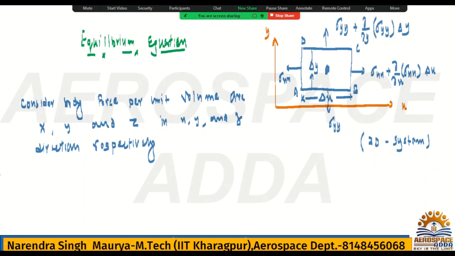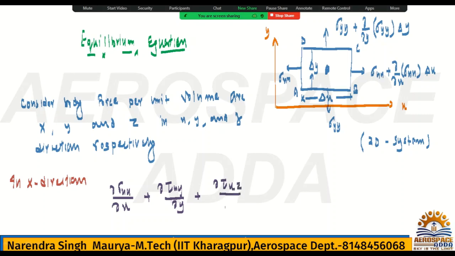So for x direction, if you write that equilibrium equation, it will be the equilibrium equation in x direction. This is the derivation, this step I am writing directly, not required derivation: dou sigma xx divided by dou x plus dou tau xy divided by dou y plus dou tau xz divided by dou z plus in x direction body force is X, then equal to 0. This is the first equilibrium equation, and I'm writing this equation for 3D, okay?